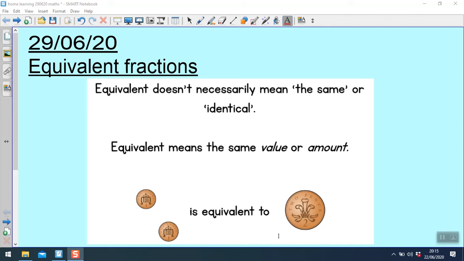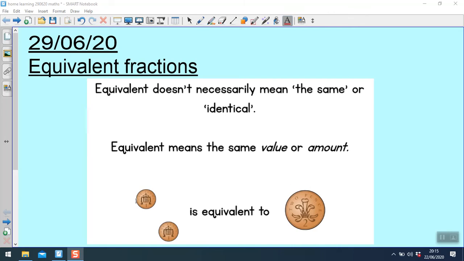Hi Cambridge class! This week in maths we'll be looking at fractions, and today we will be looking at equivalent fractions. So equivalent doesn't mean the same or identical necessarily. Equivalent means the same value or the same amount.